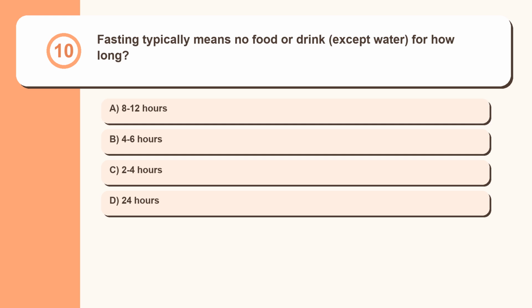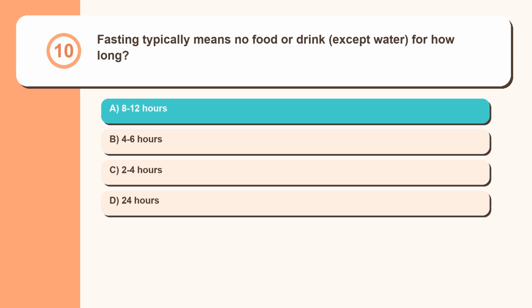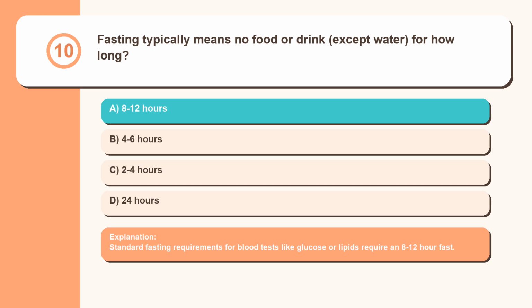Question 10. Fasting typically means no food or drink, except water, for how long? 8 to 12 hours, 4 to 6 hours, 2 to 4 hours, 24 hours. Standard fasting requirements for blood tests like glucose or lipids require an 8 to 12 hour fast.